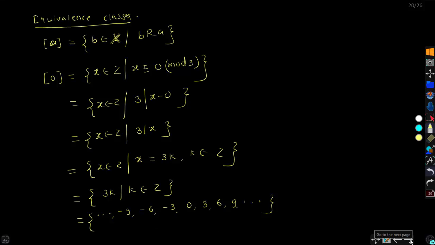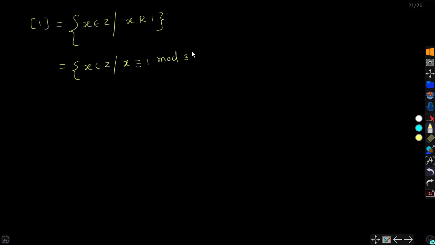Let us find the equivalence class containing 1. This is nothing but all x belongs to Z such that x is related to 1. For your understanding I have written this. Here R is an equivalence relation, congruence modulo 3. So x belongs to Z such that x is congruent to 1 modulo 3.